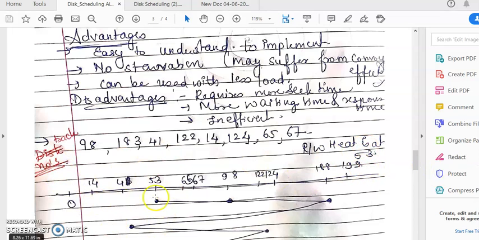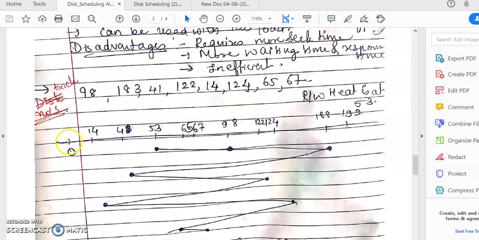If you see over here, we have placed the disk in this way. If we imagine the disk in a linear fashion, it will look like this. 0 is the first track number, then comes the 14th track number, then 41, 53, 65, 67. I have written only these numbers because these are the only numbers you are going to get with our example.